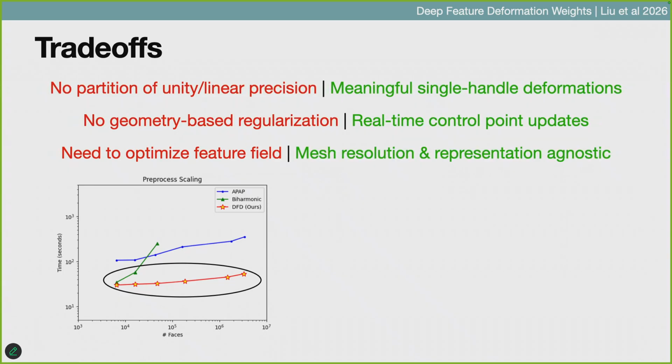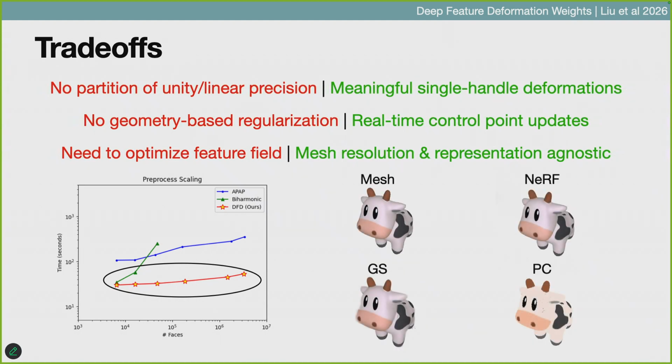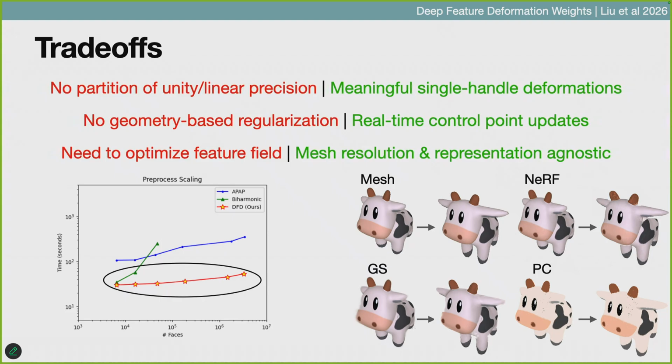Okay, and as we've already seen, having a feature field comes with a lot of perks. In the case of deformation, like I showed before, you can take your feature field, re-represent your shape in a variety of different representations, throw them back into your feature field, apply those same deformations, and get back basically the same result.